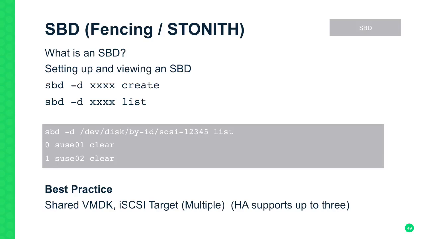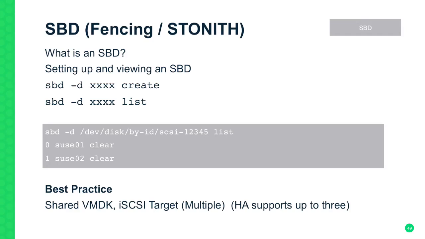It's normally just a single device, and you can see that each node in the cluster will have a slot. And if, in this case, node SUSE-01 wants to kill off node 2 for any reason, it can just write something into that particular block on the disk. Next time SUSE-02 takes a look at that particular part of the disk, it will panic and die and won't play any more part in the cluster.